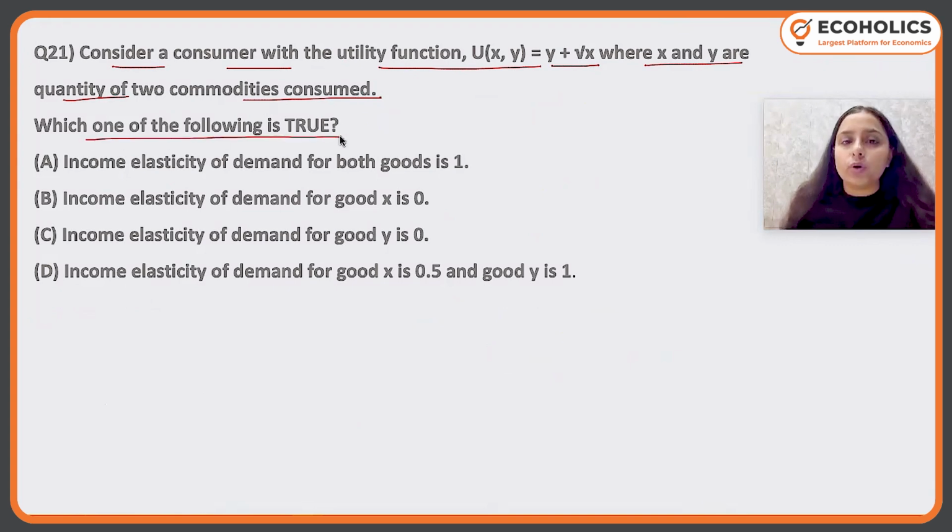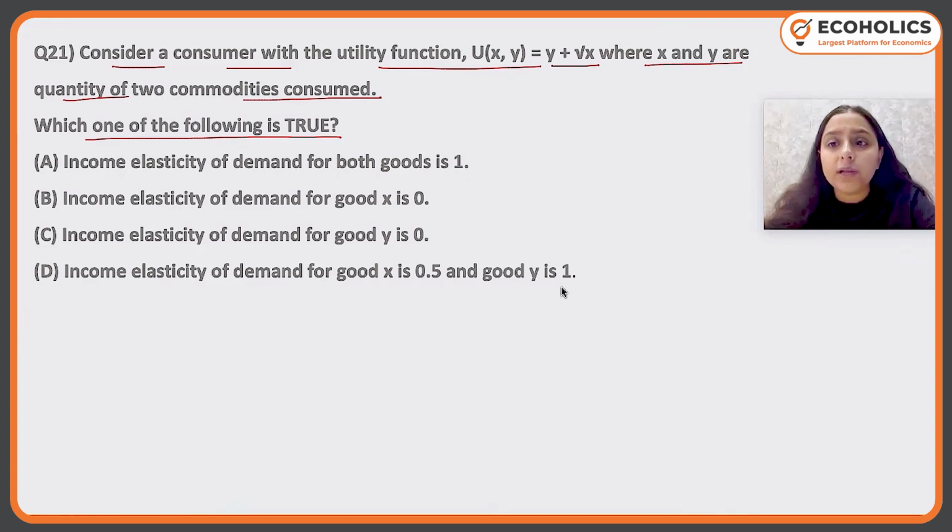Which one of the following is true? Again, whenever you have to read "which one of the following is true," you have to analyze all the options. Income elasticity of demand for both goods is 1. So for both of the goods, the income elasticity is 1. Income elasticity of demand for good X is 0, for good Y is 0; for good X 0.5 and good Y is 1. In other words, we have to find income elasticity of X and Y.